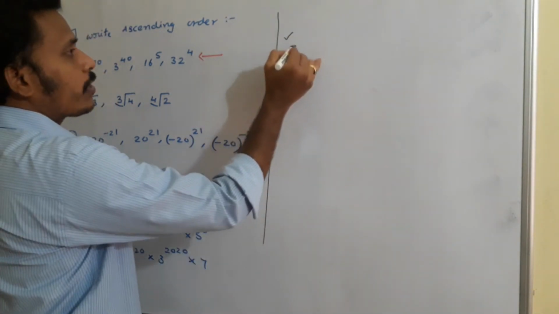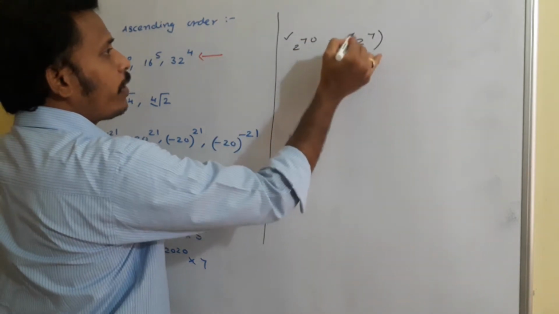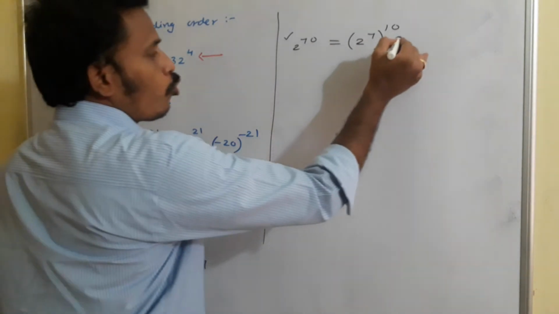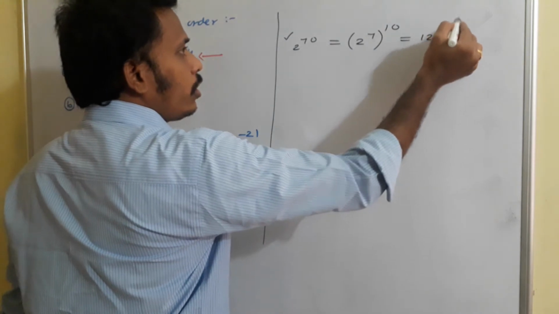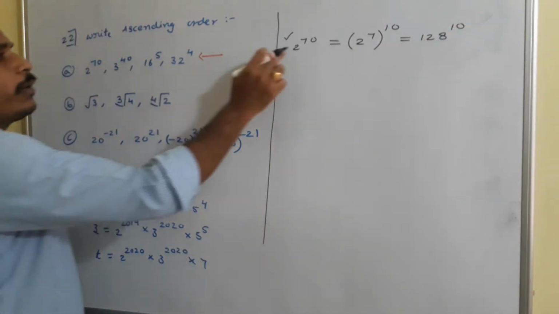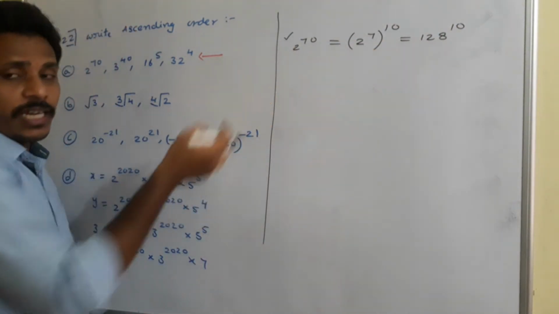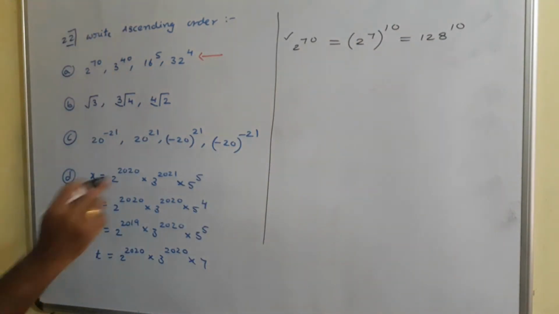First thing is 2 power 70. I will write this 2 power 70 as 2 power 7, whole power 10. Is there anything wrong? Nothing. 2 power 7, we know the value as 128, so this is 128 power 10. So 2 power 70 and 128 power 10 are the same: multiplying 2 for 70 times is equal to multiplying 128 for 10 times.